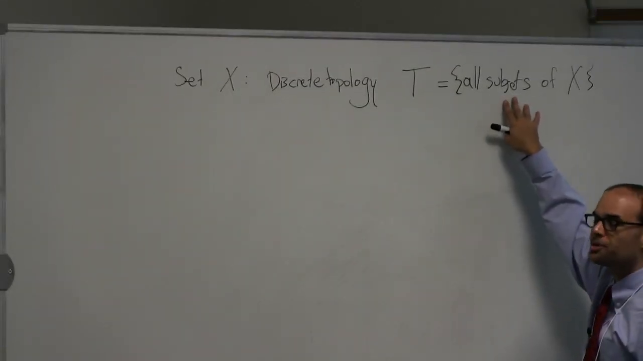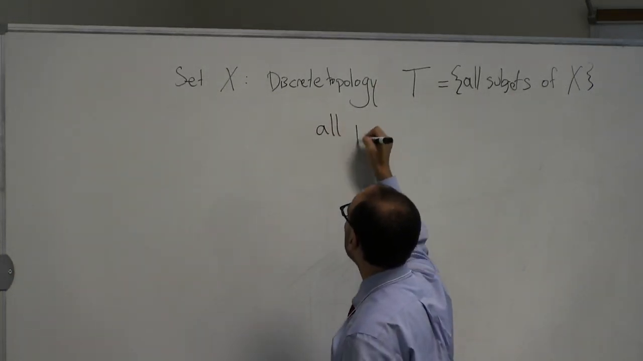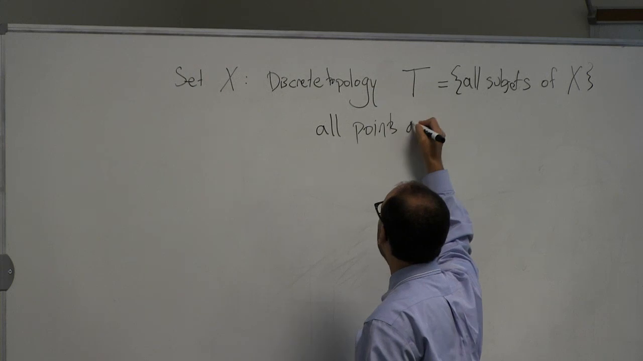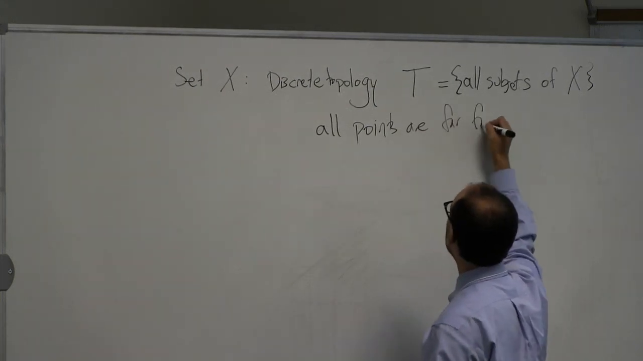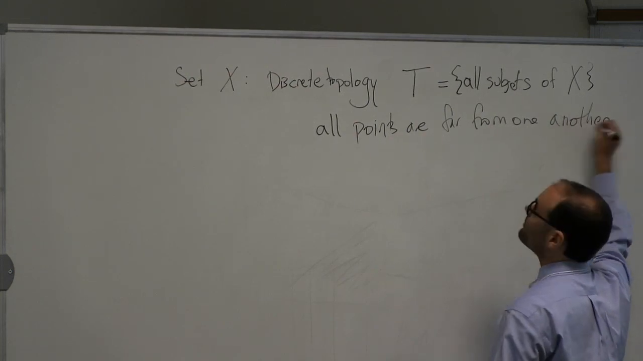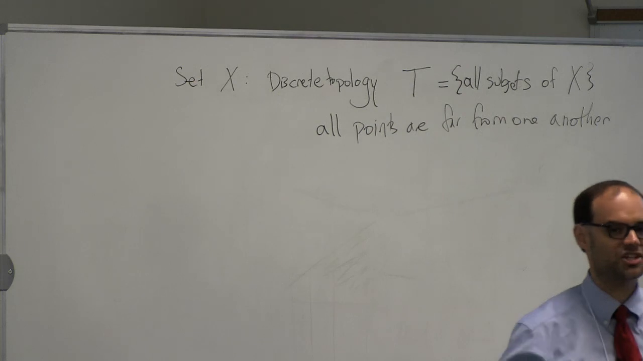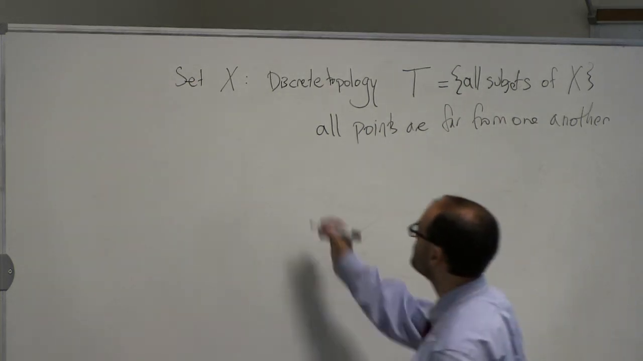The intuition here is that all points are far from one another. The name discrete is suggestive. It says that everything is a discrete space. Kind of boring. On the other hand, there's the opposite. There's the indiscrete topology. Fun name.